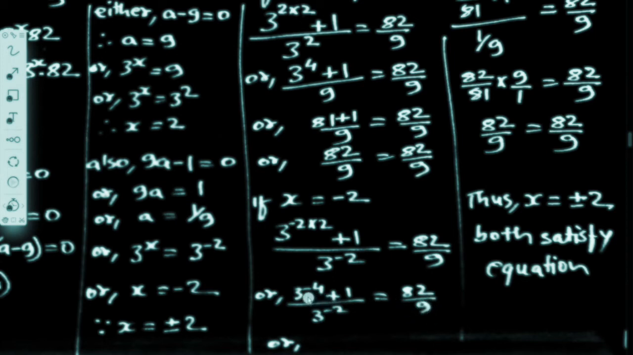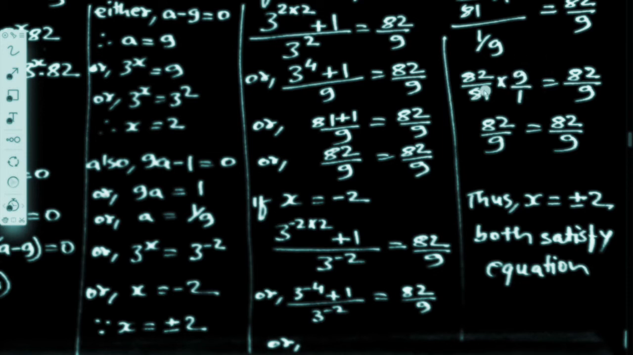Now 3 power minus 4 means 1 by 81. 3 power 4 means 81, and 3 power minus 4 means 1 by 81, plus 1 by, now 3 power minus 2 means 1 by 9, equals 82 by 9. Now here cross multiplication should be done. Now 81 should be taken as LCM. This 1 plus 1 by 81, 81 and 1, here comes 82. Now 82 by 81 into this 9 should be 9 by 1.